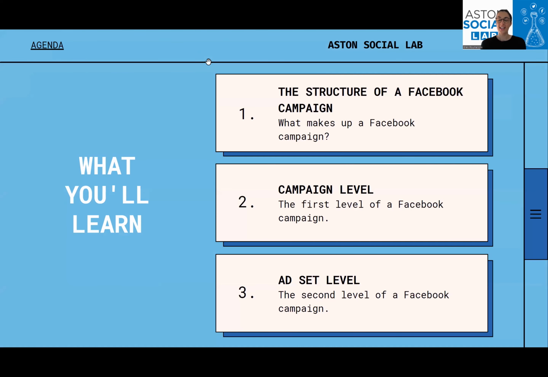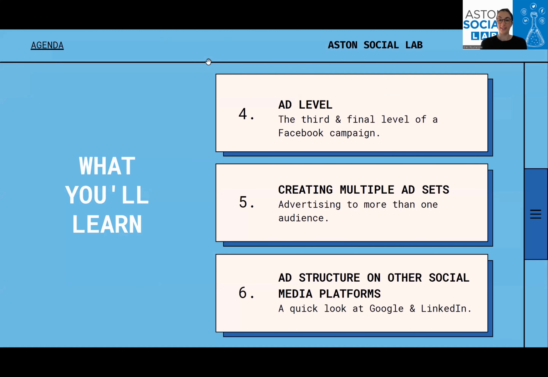So what we'll learn today is what makes up the ad campaign and the 3 different levels, as I just mentioned. First level being the campaign level. Second being the ad set level. So that's your audiences. Next up is the ad level, and that's the 3rd and final level of the ad campaign. And that's the creative essentially. Number 5 is creating multiple ad sets. So that's advertising to more than one audience. So within one campaign, you can advertise to multiple different groups of people. And then once we knuckle through that, I'll take you through the ad structure on a few other social media platforms, including Google and LinkedIn.